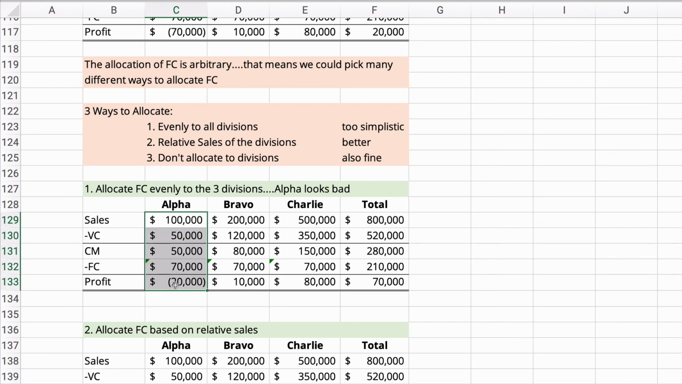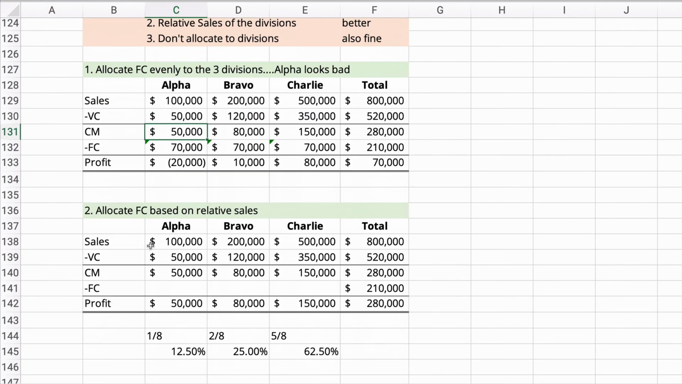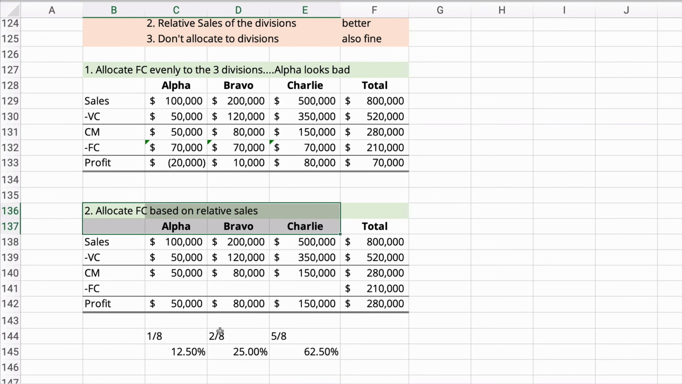Alpha says, hey, you're losing money. We're going to get rid of the Alpha division, but you're getting rid of the contribution margin of 50,000 that's positive. So let's look at the second way. You could allocate it based on relative sales. So let's think about what we have. If we take the 100,000 divided by 800,000, that's 12.5% of sales. If we take the 200,000 divided by that 800,000, that's 25% of total sales. 500,000 divided by 800,000 is more than 50%, 62.5% of sales.